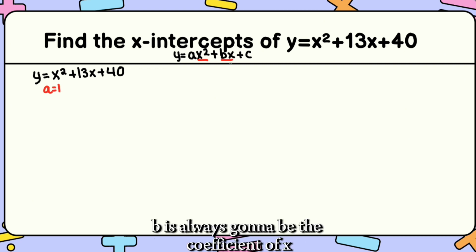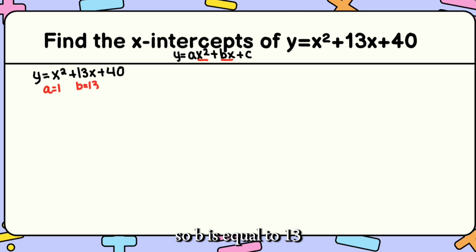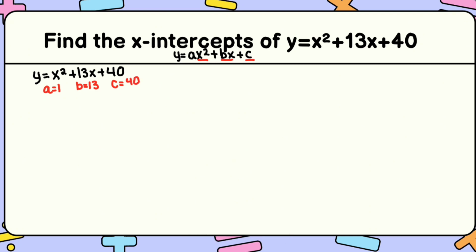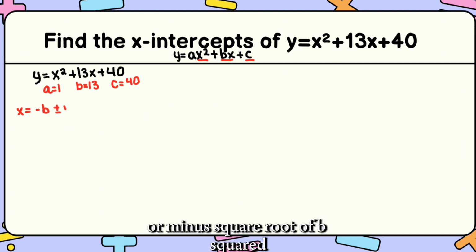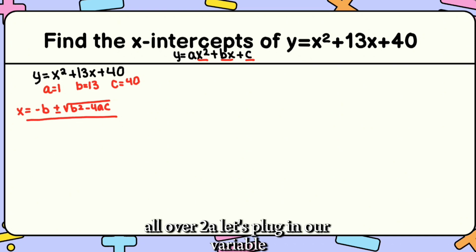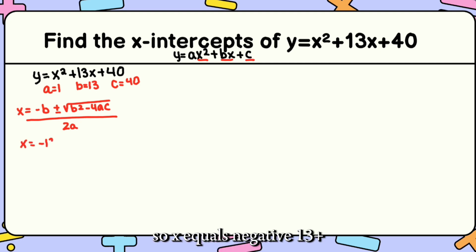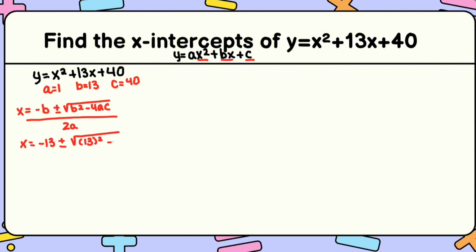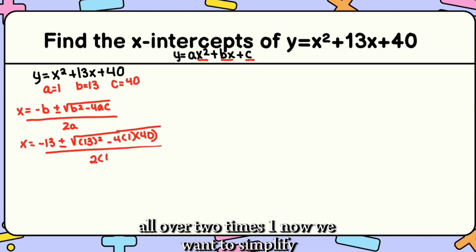B is always going to be the coefficient of x, so b is equal to 13. And c is always going to be the constant, so c equals 40. Now let's put it into our equation. x equals negative b plus or minus the square root of b squared minus 4ac, all over 2a. Let's plug in our variables. So x equals negative 13 plus or minus the square root of 13 squared minus 4 times 1 times 40, all over 2 times 1.